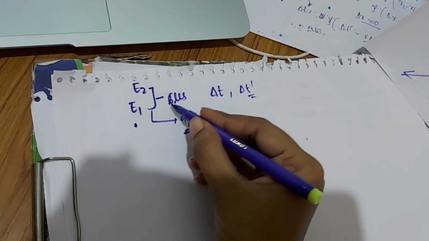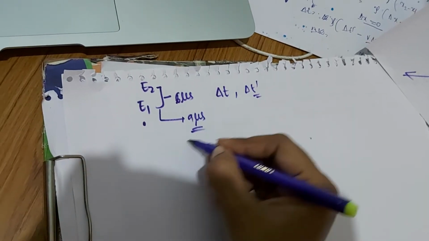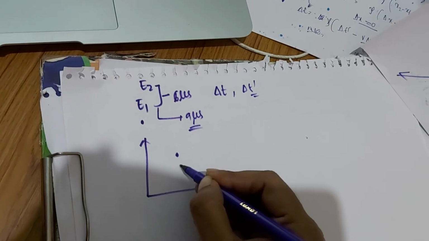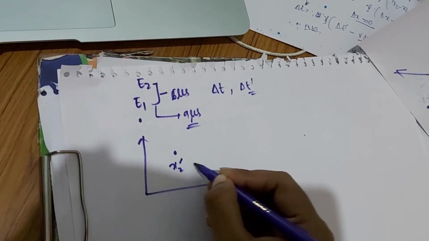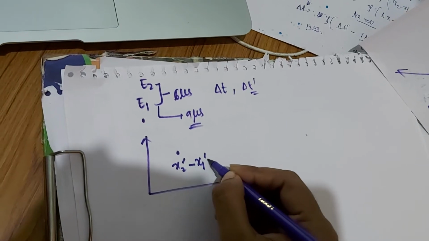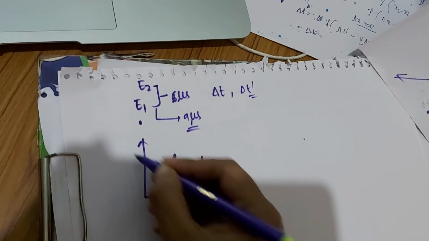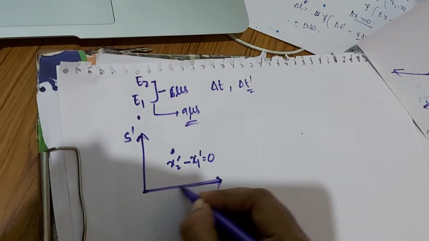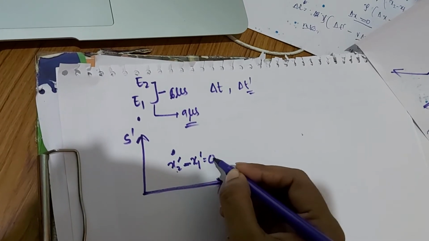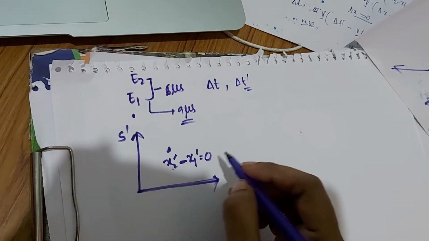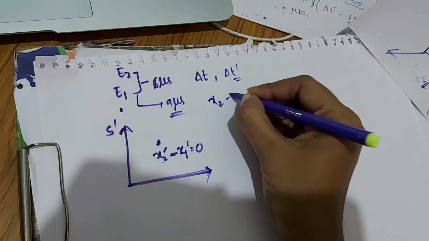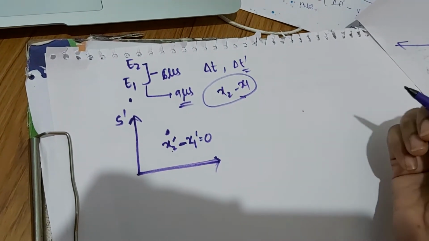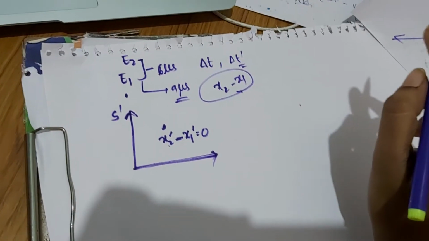Now, as this is happening at the same place, x2 prime minus x1 prime is equal to 0, because this is the S prime frame, the initial frame. So now we have to find x2 minus x1. This is the separation that the observer will observe from another frame of reference.